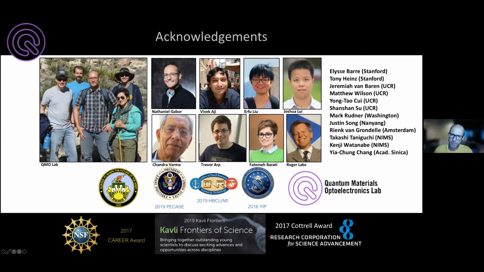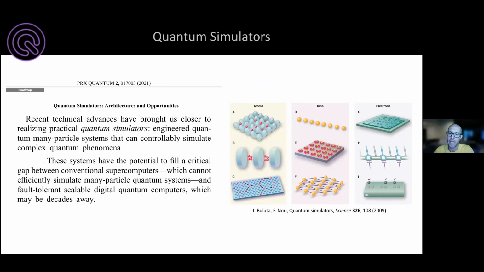Today, I'll be talking mainly about the work of Erfu Lui, Fatima Barati, and Trevor Arp. These are former students and a postdoc. But this is work that's been done with many, many other groups and collaborators who've all been instrumental to it. And the idea is that we are using van der Waals materials as a new platform for something called a quantum simulator. And this is not a new idea.